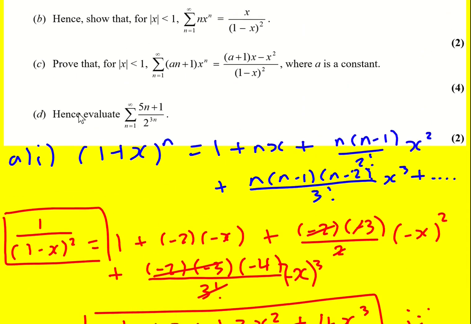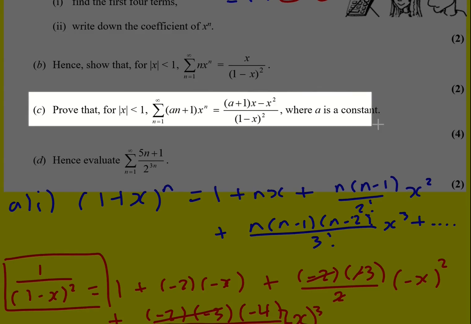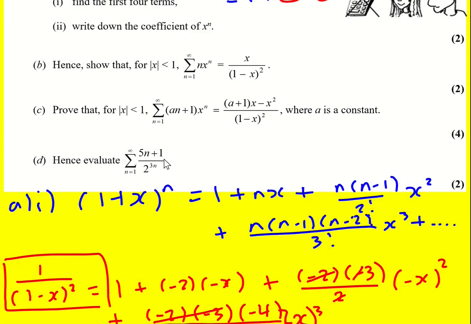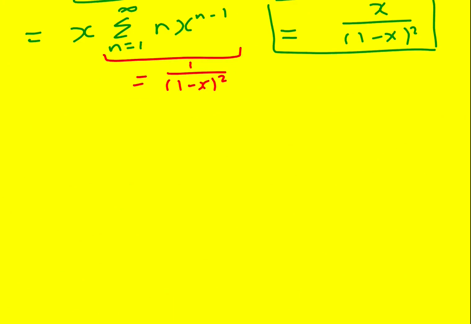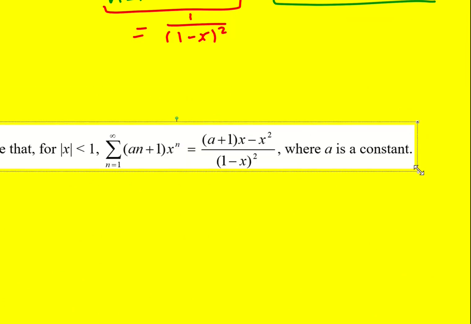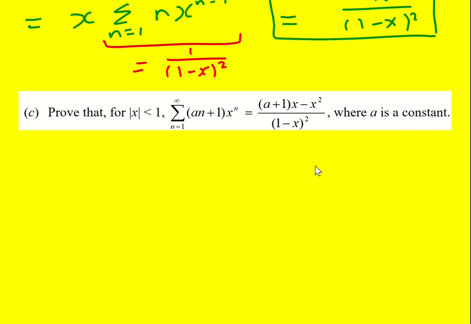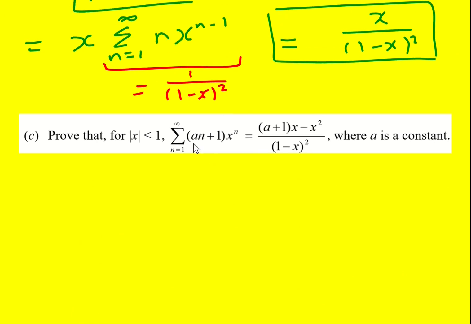Moving on to part C. Slowly, we're making it more complicated. You can see where we're ending up. Right at the end, we've got this fairly complicated summation, but we would have proved some stronger results earlier on that we can then use, presumably anyway. So part C, we're asked to prove for modulus of x less than 1 that this is equal to the right-hand side.